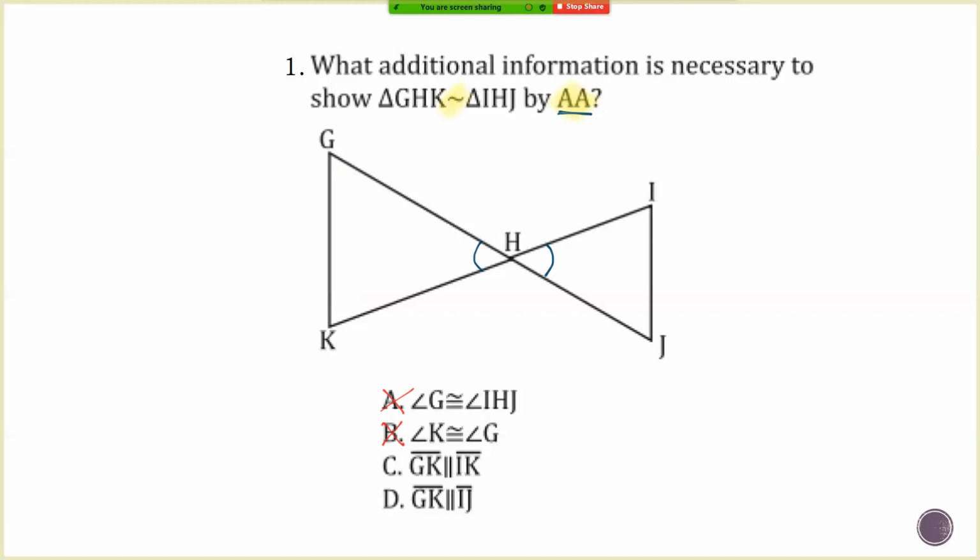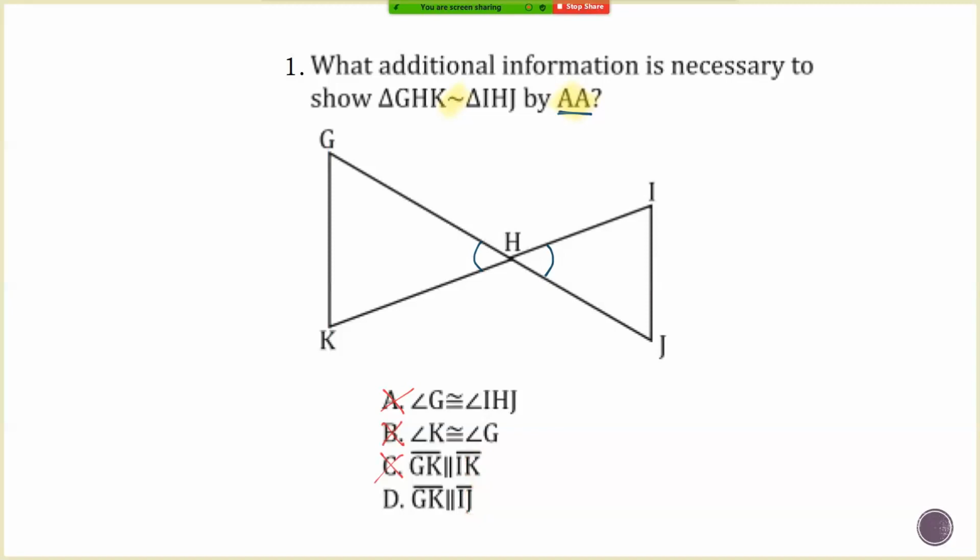Let's see. If I have GK, this line here, parallel to IJ, whoops, I can't read. No, they're not. I lied. Letter C is IK. So letter C is telling me that these two lines are parallel to each other. Are they parallel to each other? No, absolutely not. Notice they're really similar except the letters here have been changed. So IK cannot be parallel to GK.